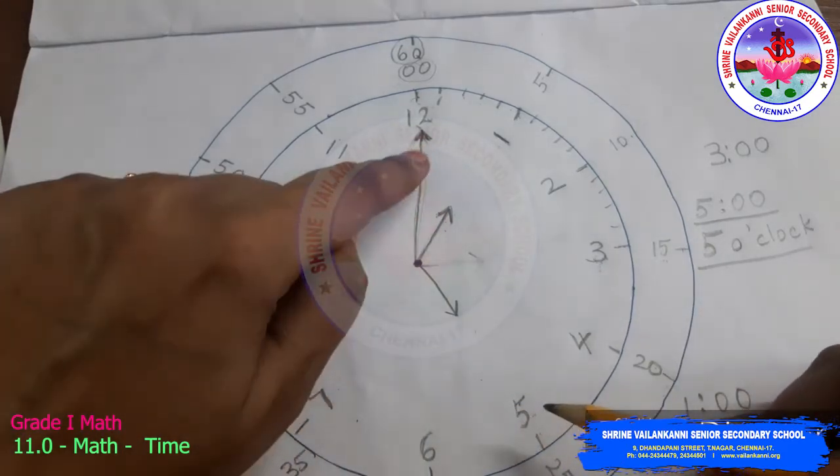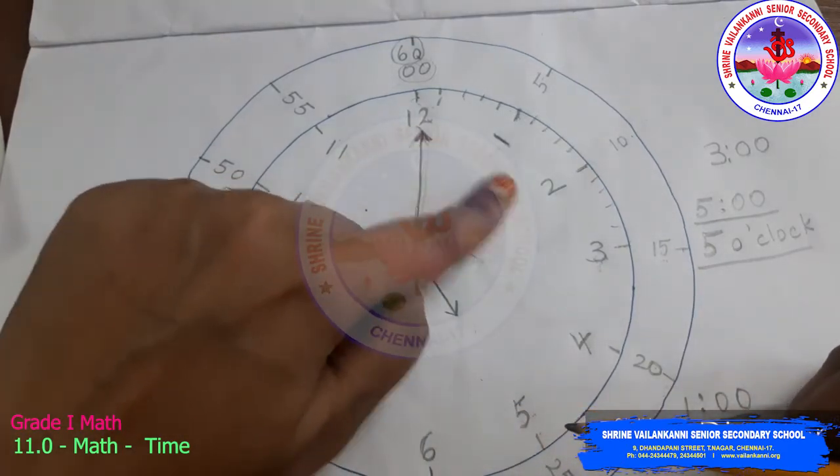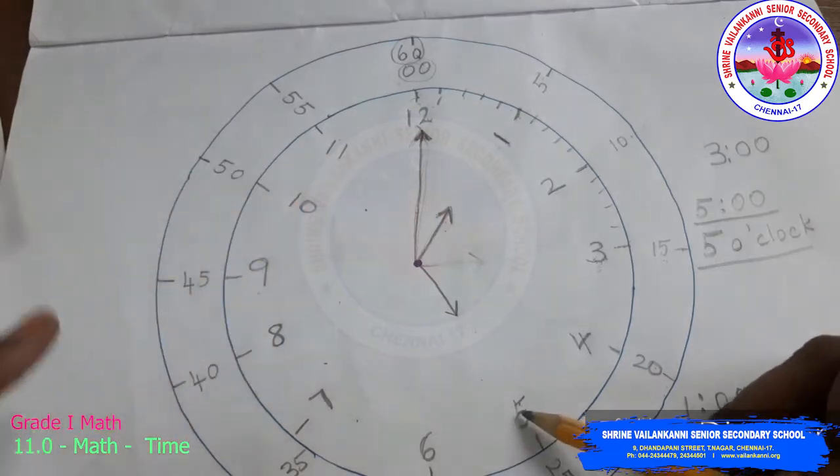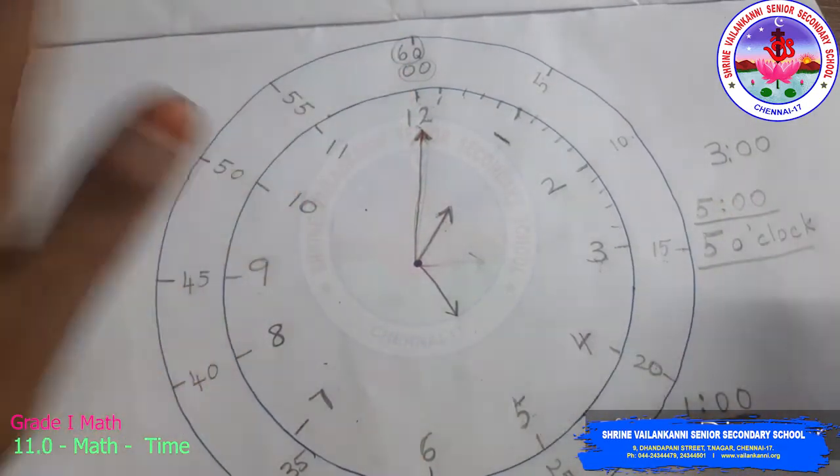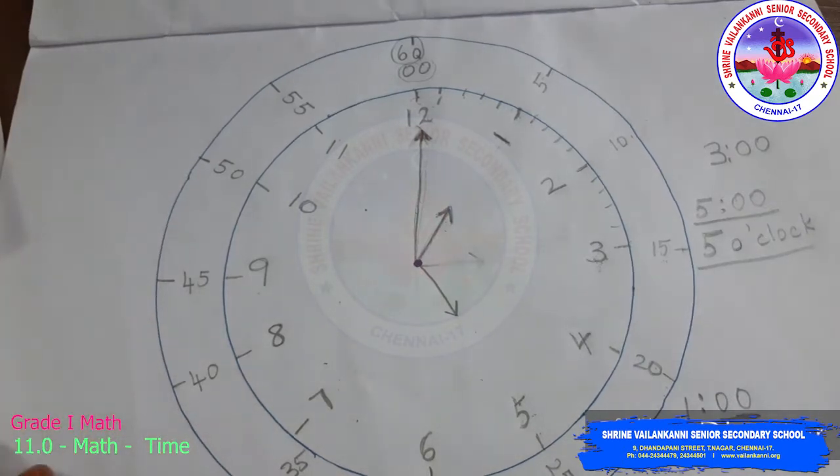If it moves, then this will move towards the minutes. Okay, it will move in this direction. So if it is correctly pointing at 5, the minute hand will be at 12. That is the correct hour, 5 o'clock. Okay. So we'll see few exercise on this topic.